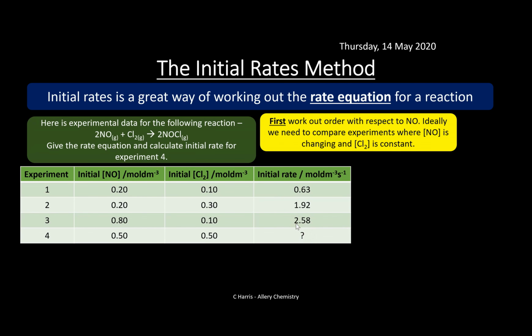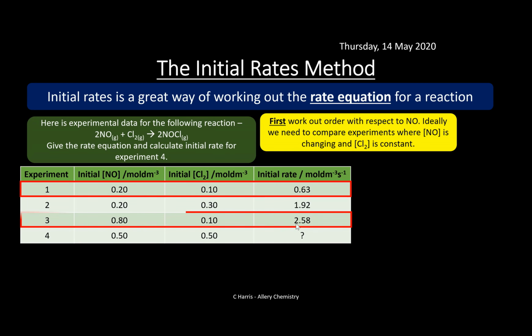So first of all, we need to work out the order with respect to NO, and ideally, you just need to compare the experiments where the concentration of NO is changing and the concentration of chlorine is remaining constant. So we can see this one here and this one here. These two allow us to compare. So we can see the concentration of NO is increasing and the concentration of Cl2 is remaining the same in each of these. So any change in rate is going to be caused by NO and not caused by chlorine because we're keeping that the same.